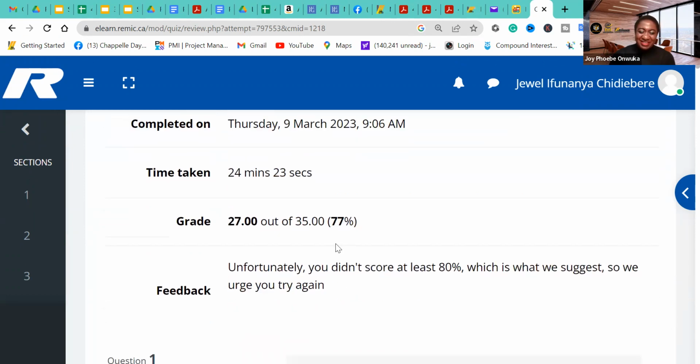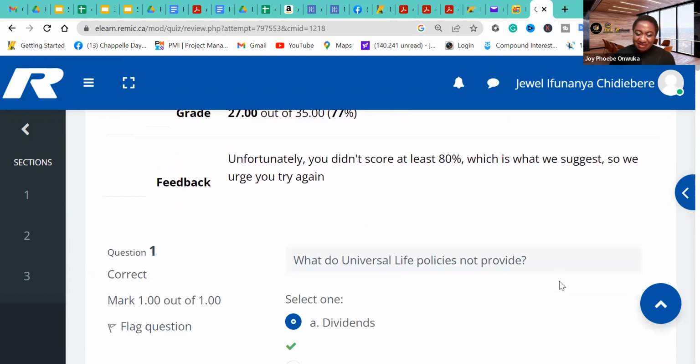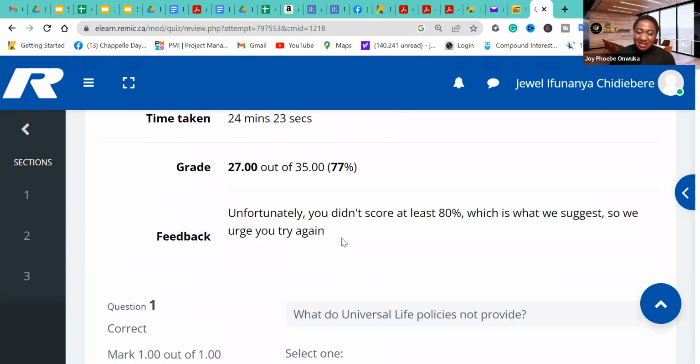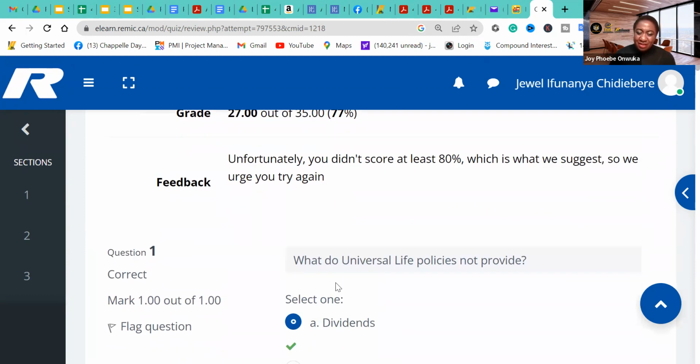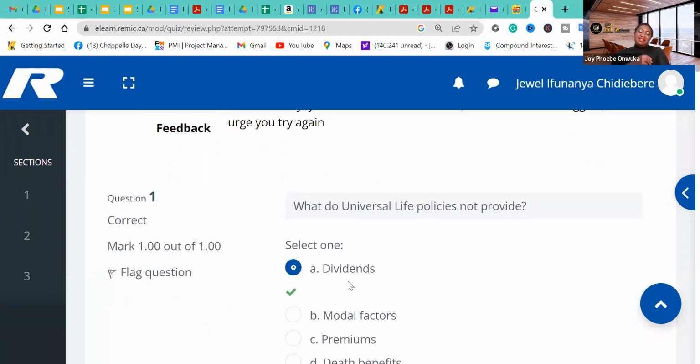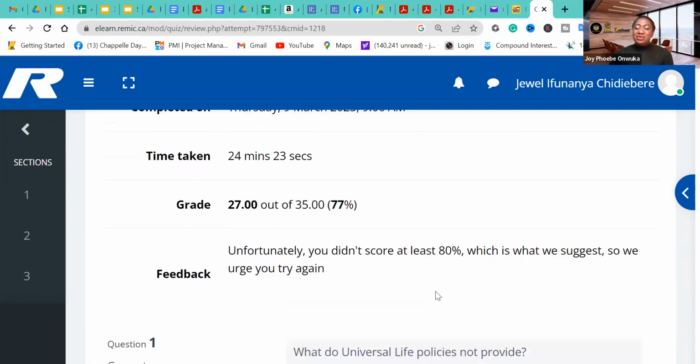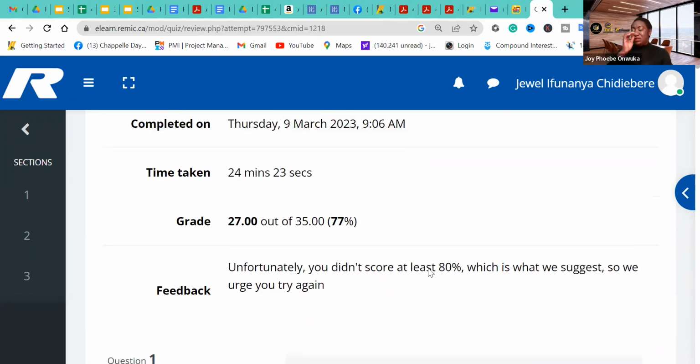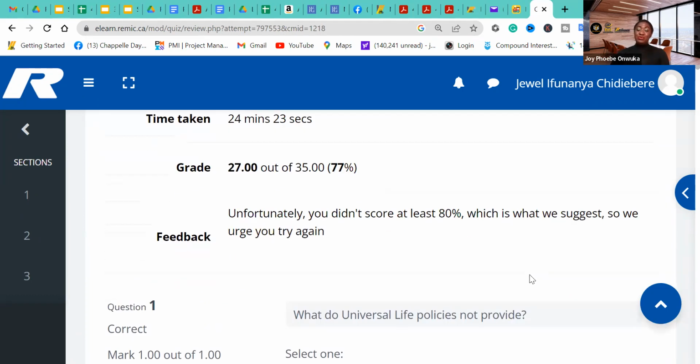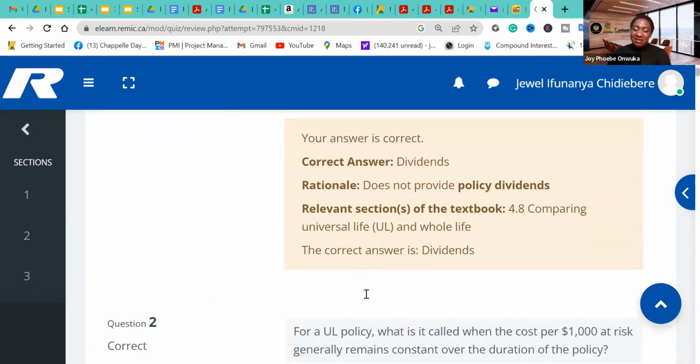Grade is 77%. Unfortunately, you did not score at least 80%, which is what they recommended. So they recommend you score 80%, and so we urge you to try again. Again, the recommendation is to aim to score 80% when you are doing all these practice questions. Now, you have an edge because you're with me and you are watching this. By the time you do this on your own, you have an advantage.